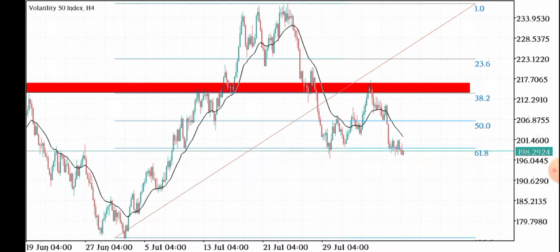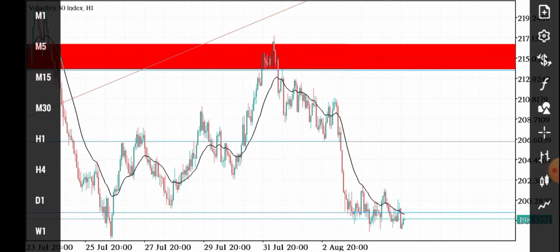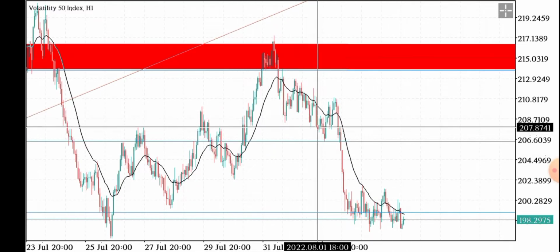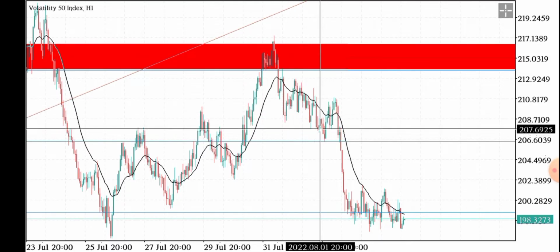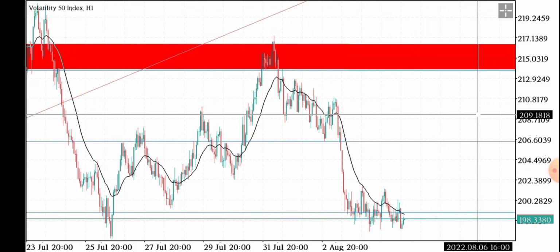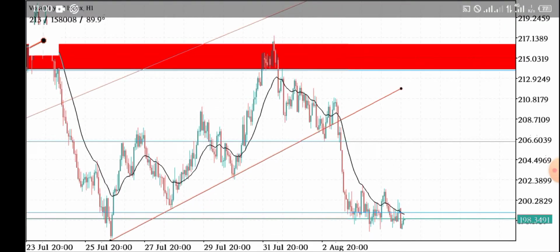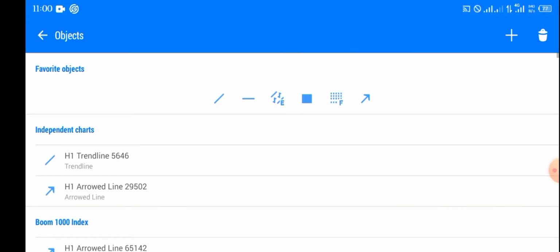Second of all, I moved to the 1 hour time frame to draw my trend line. Price was still at this point, at this consolidation zone. So I plotted my trend line. You can see this is the first trend line I drew. Then I did the second trend line.